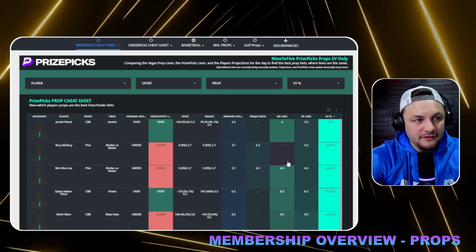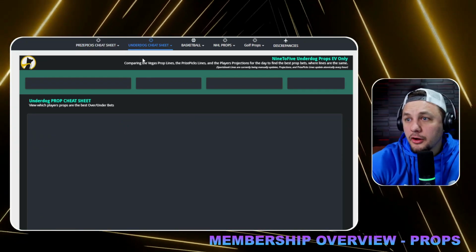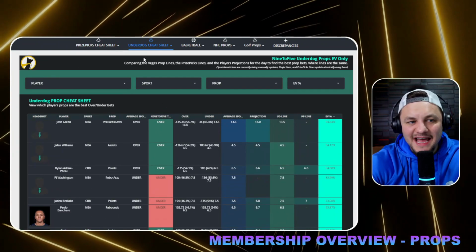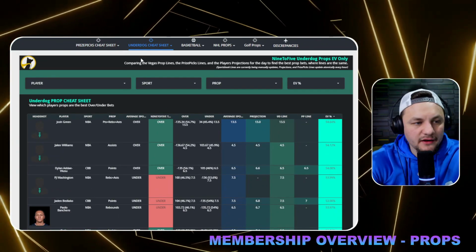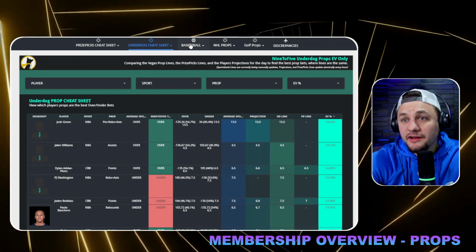Okay. But yeah, the EV betting is going to be all the good prop bets that we have for that day. The Underdog cheat sheet is going to operate the exact same as that. The exact same thing. We're just taking the Underdog lines and trying to see where we have the biggest edge. So now let's go ahead and get into the basketball tab.